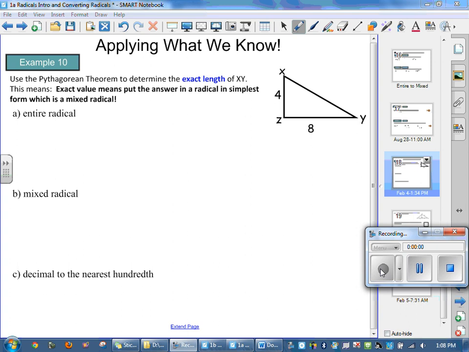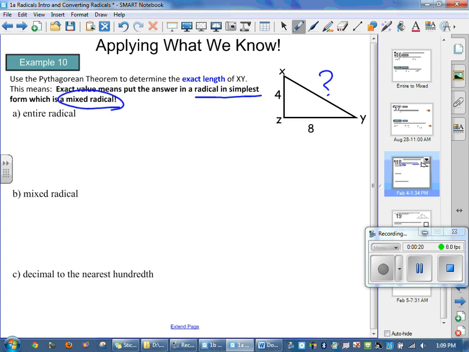Called applying what we know. So what we're going to do is we're going to do problem solving stuff. So we've got a triangle right here, and they want us to find the exact length of XY. So I'm trying to find that. Now, exact length means leave it as an answer in radical simplest form. And that means it wants a mixed radical.